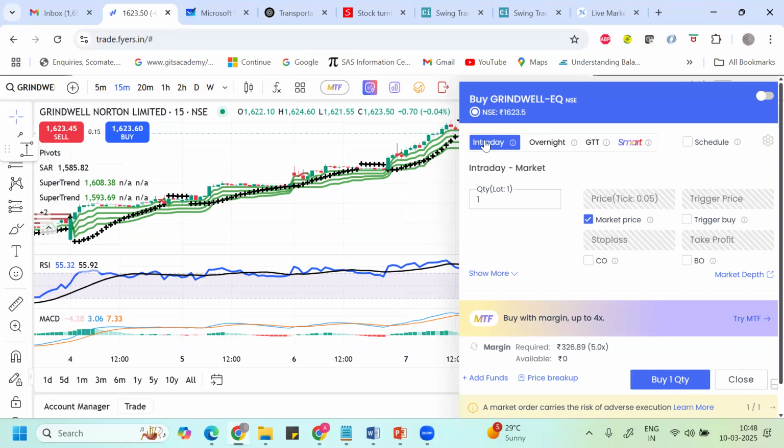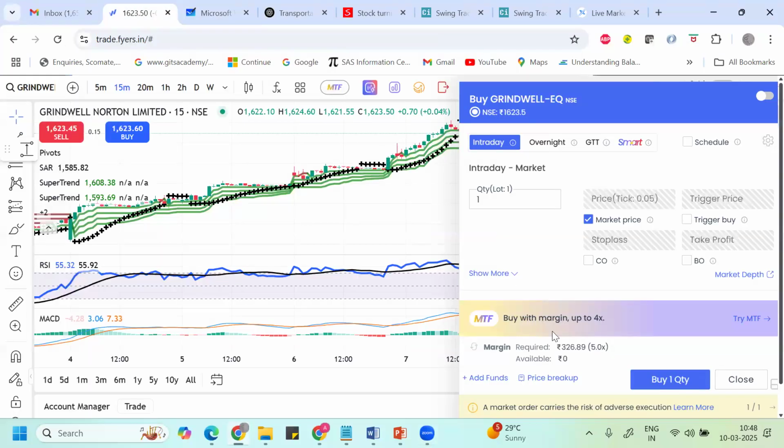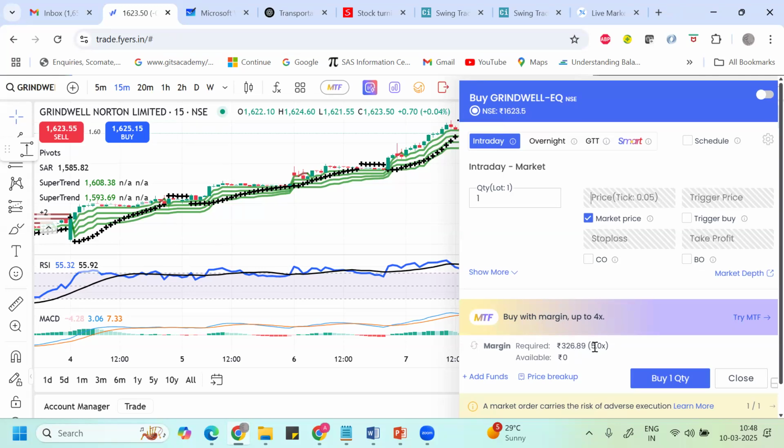If you buy intraday, you don't have to pay 100% of the money, you just need to pay 20% of the money. You can see here that the price of the stock is 1623.5, but for intraday you just need to pay 326.89, and you are getting a leverage of 5x. 5x means you just need to pay 20% of the money.